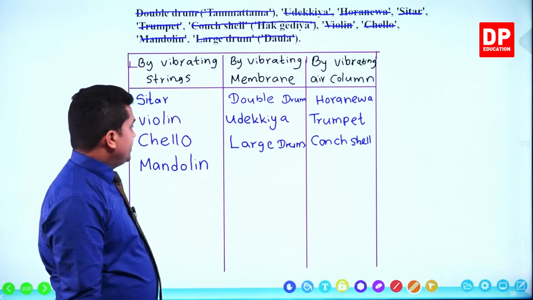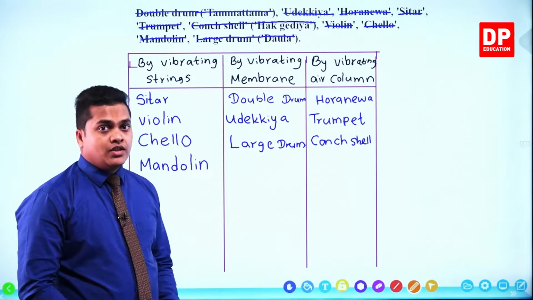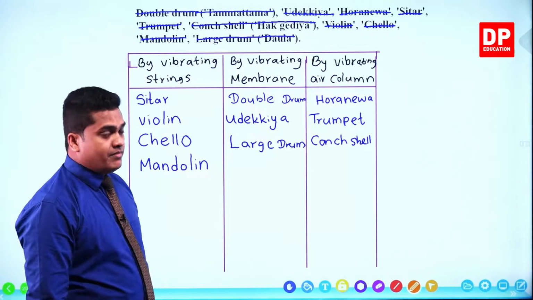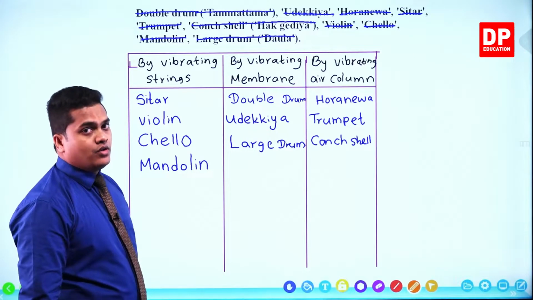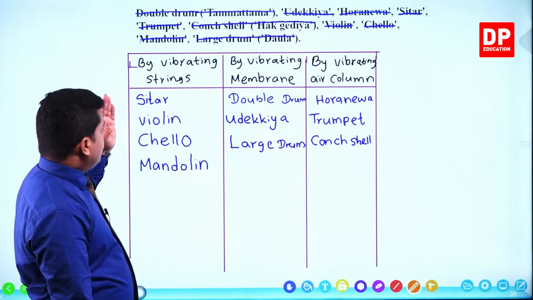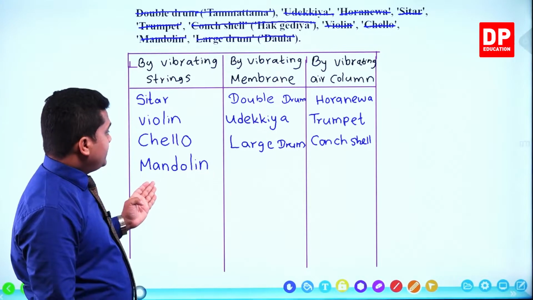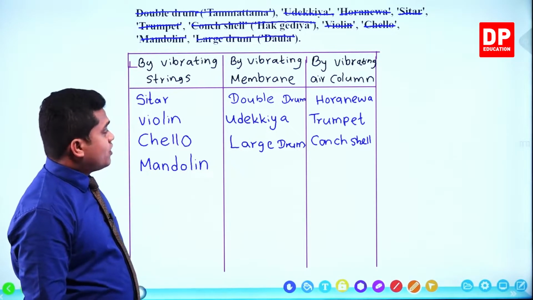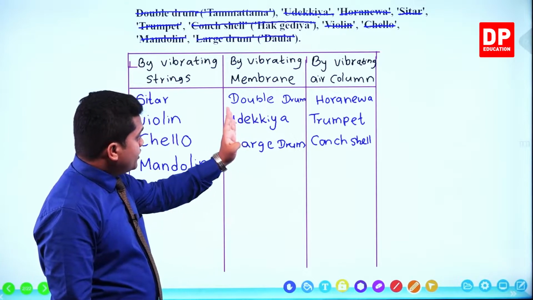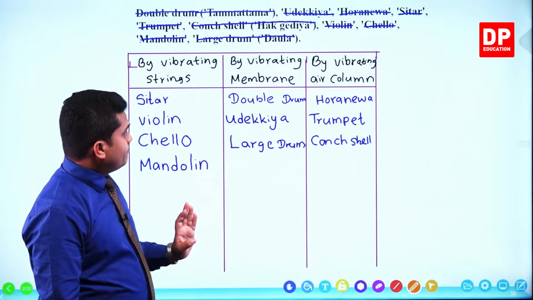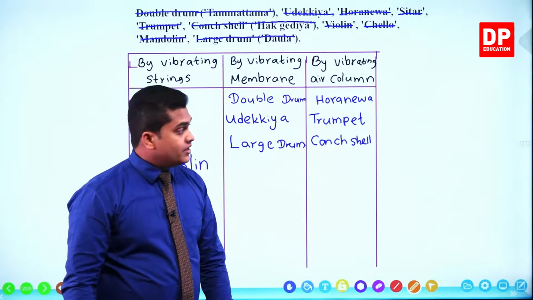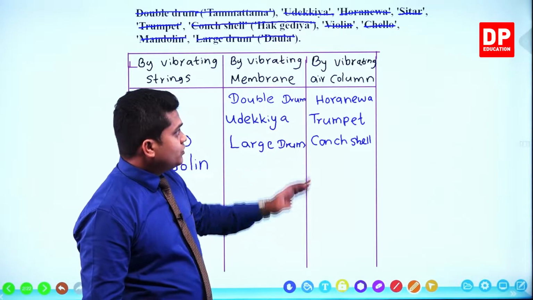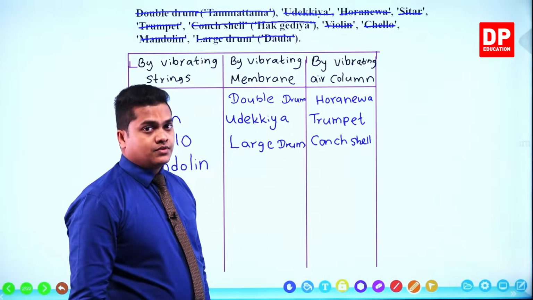So we have divided these musical instruments into three categories: by vibrating strings, vibration of a membrane, and by vibrating air column. So sitar, violin, cello and mandolin, those four belong to the vibration of strings. Double drum, udakkiya and large drum belong to vibration of a membrane. Hornave, trumpet and conch shell belong to vibration of air columns.